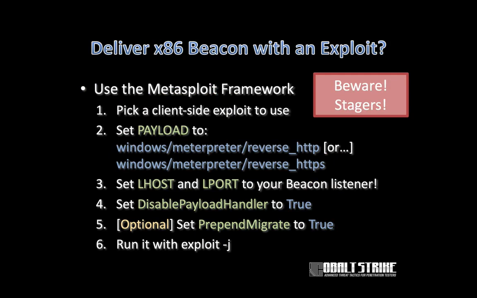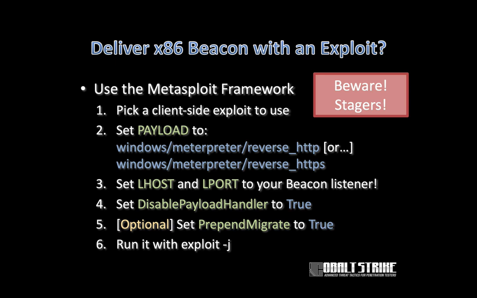Let's say there's a really cool module in the Metasploit framework, and you would like to use that to deliver Cobalt Strike's beacon payload. Well, here's how you use the Metasploit framework to run a 32-bit beacon. First, pick an exploit that you would like to use. Second, set payload to Windows Meterpreter reverse HTTP for an HTTP beacon, or Windows Meterpreter reverse HTTPS for an HTTPS beacon. Set lhost and lport to point to your beacon listener, and set disable payload handler to true.